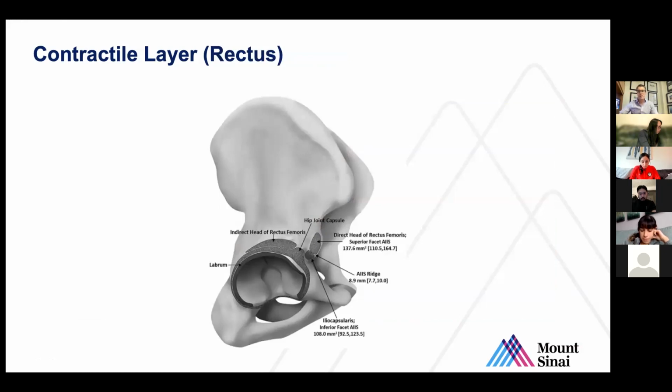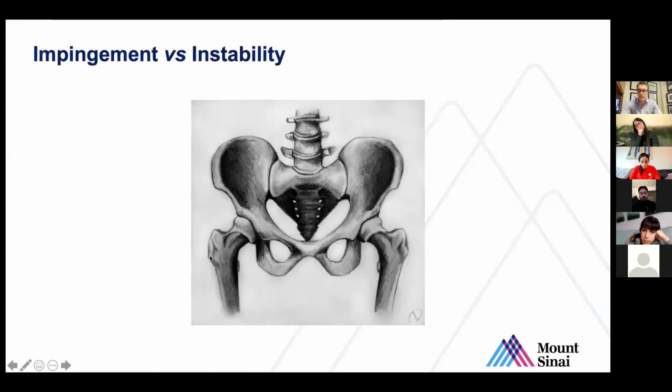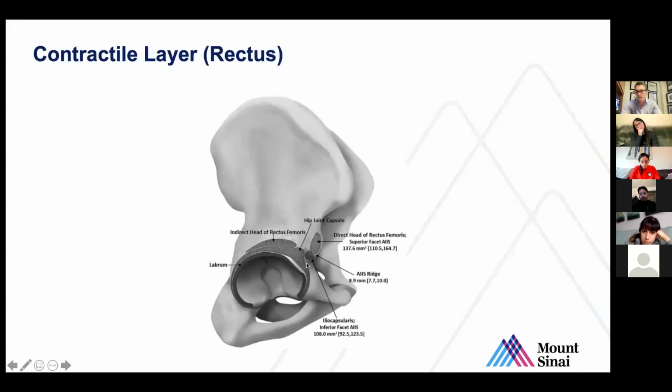So moving on to the contractile layer, I thought this was a nice slide just to show the origins and what we're discussing, because it can get quite confusing. This is our ASIS right here. This is our AIIS, our anterior inferior iliac spine. So you have the direct head of the rectus here, and just underneath that is your iliocapsularis origin right here. And then your capsule is right in through here, the hip joint capsule.